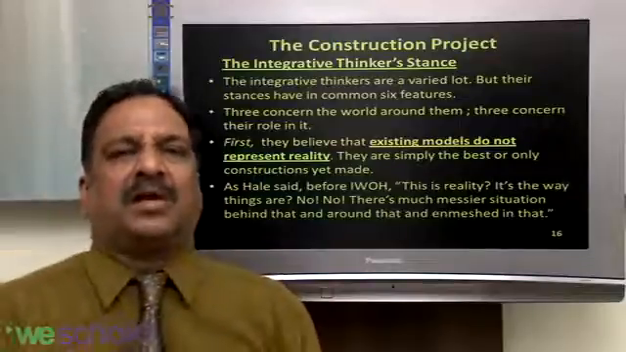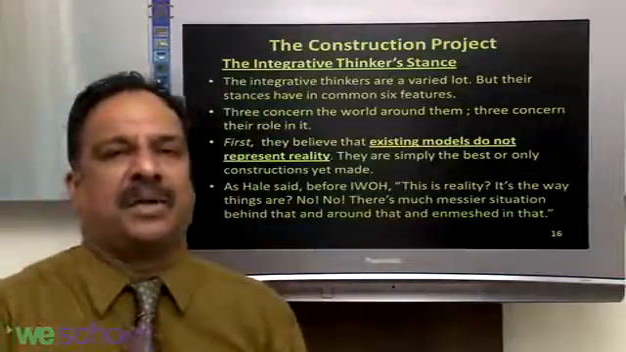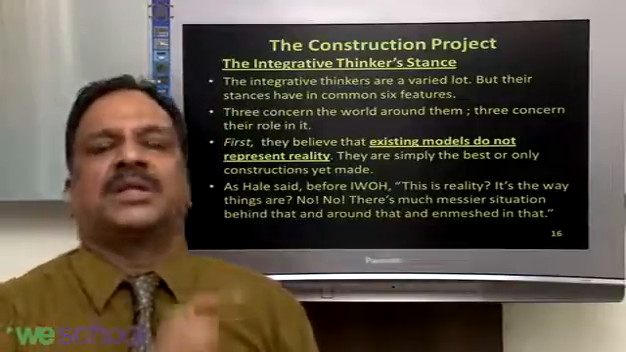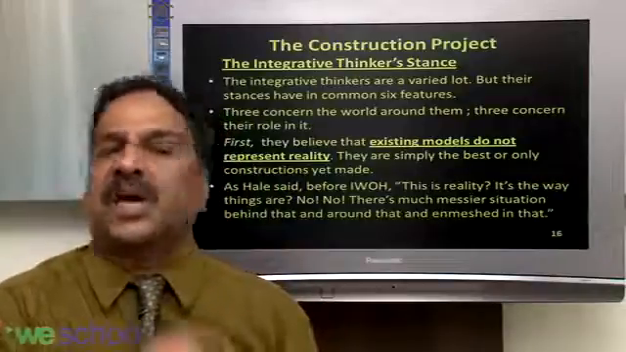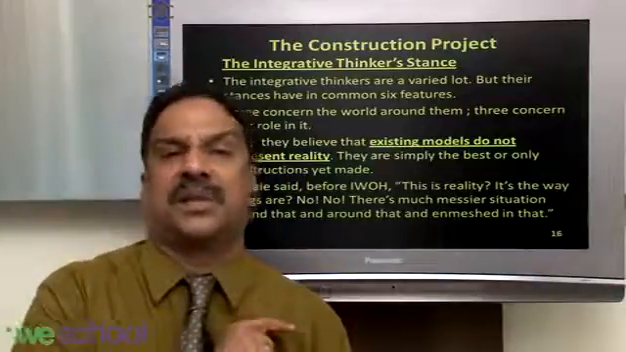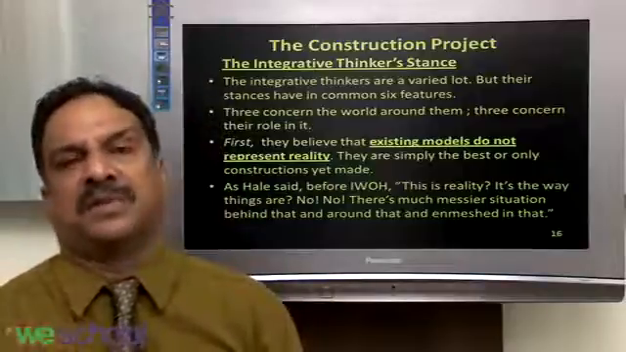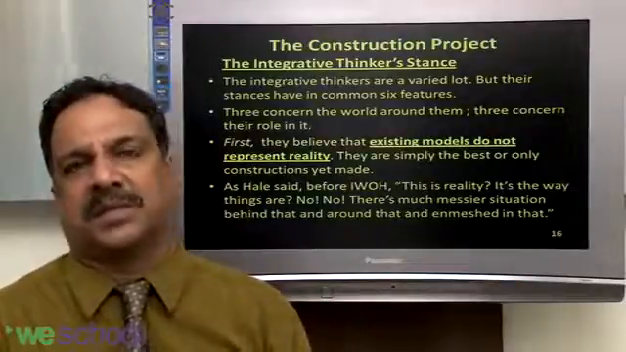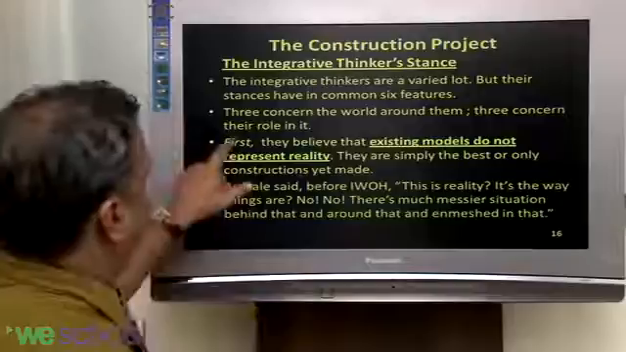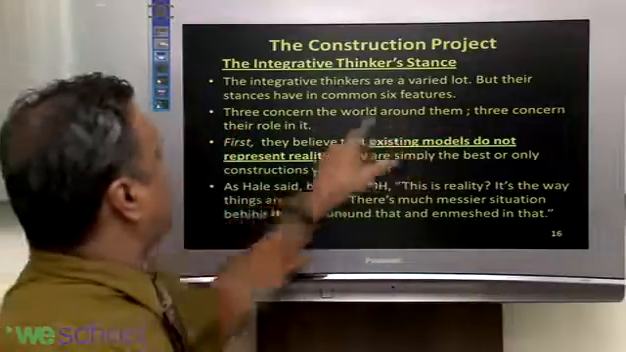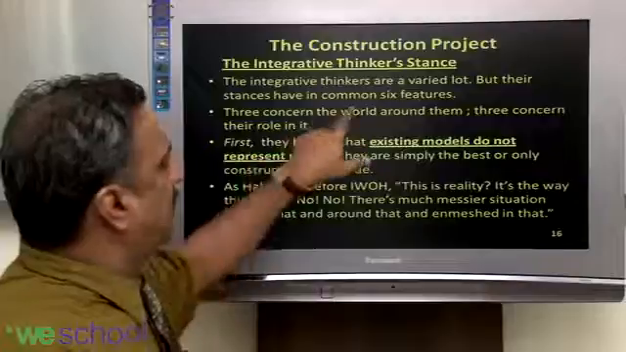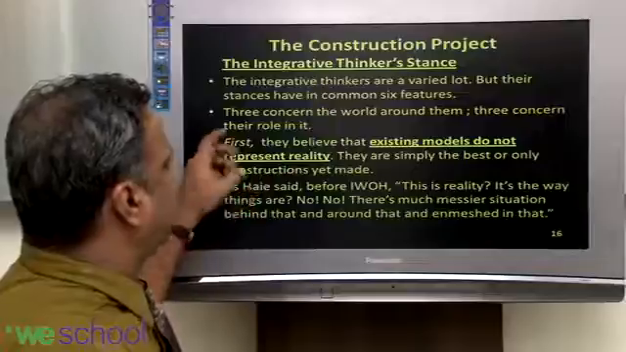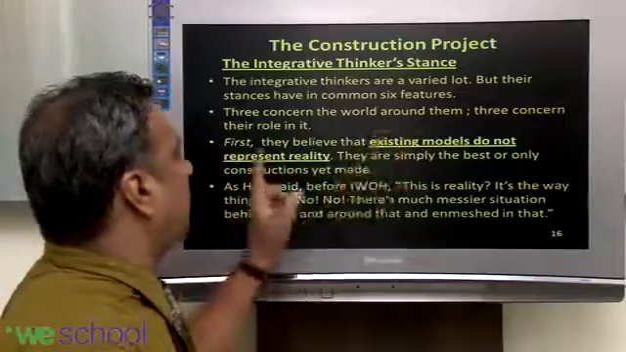We are simplifying it to make every student of integrative management understand how to put it into practice. There are 6 statements that are coming now, 6 different types of understandings. If these understandings are cultivated by each one of us, we'll find that integrative thinking happens very fast. We'll realize where we are going wrong and getting stuck and getting limited results. Right? 3 concern the world around them and 3 concern their role in it. This is about outside, this is about me inside. First, the very first one is about the world. They believe that existing models do not represent reality.